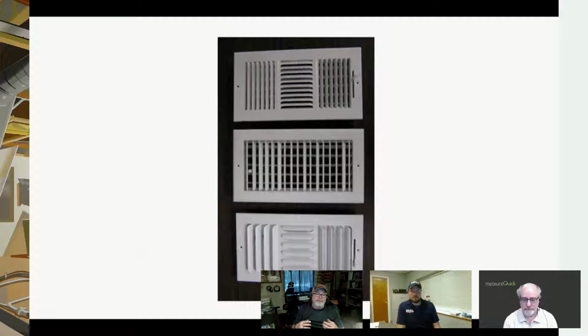And so it's really interesting to put these in a system where they're all getting exactly the same amount of air going to them, the same size duct goes to them, and then measure the difference of static pressure drop as you go through there. It's interesting how much pressure drop there is from a register.